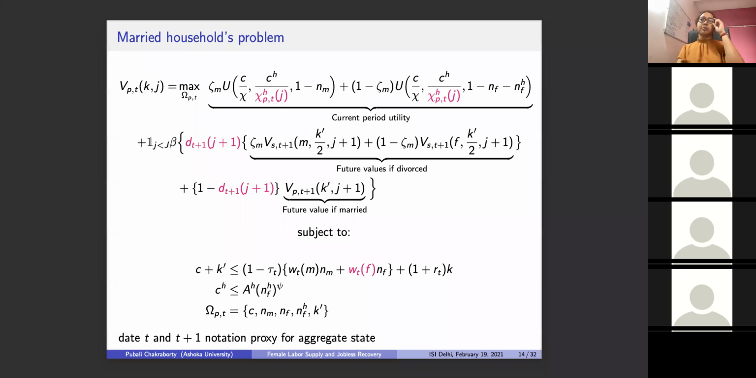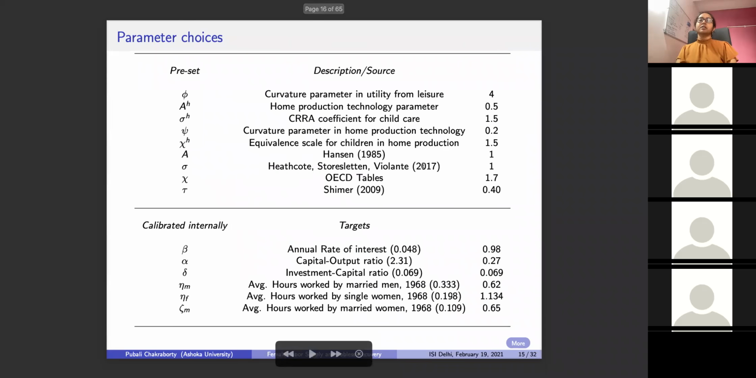Let me move on to showing you what my parameter choices are, because on the firm side things are very straightforward. Some of them are preset from existing literature, and this is something that I'm still working on to complete the full calibration. But some of these parameters have been calibrated internally. In particular, I try to match what the average hours would be for these different groups of the population in 1968. That's the starting point of my analysis.